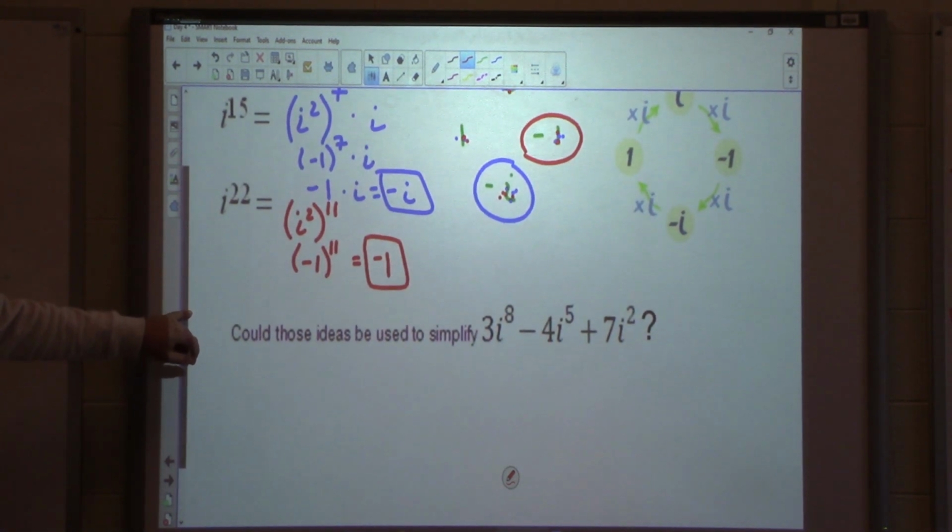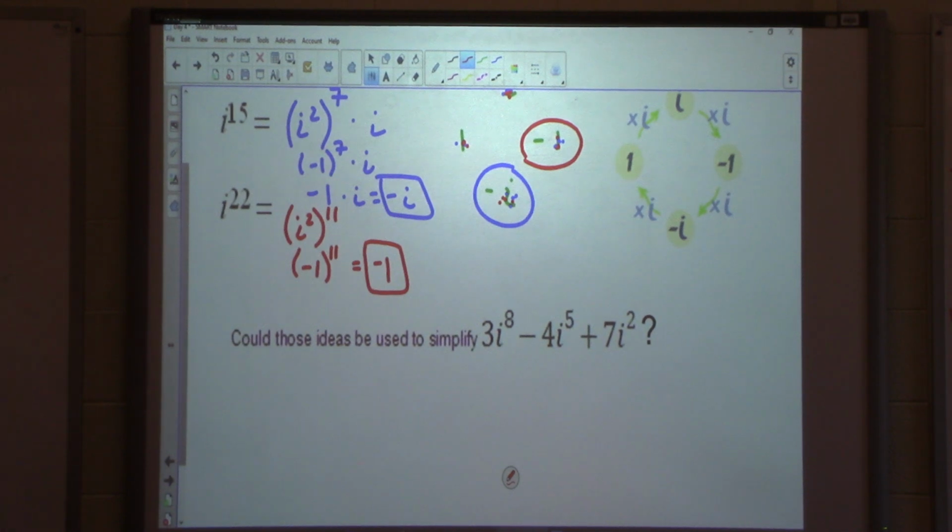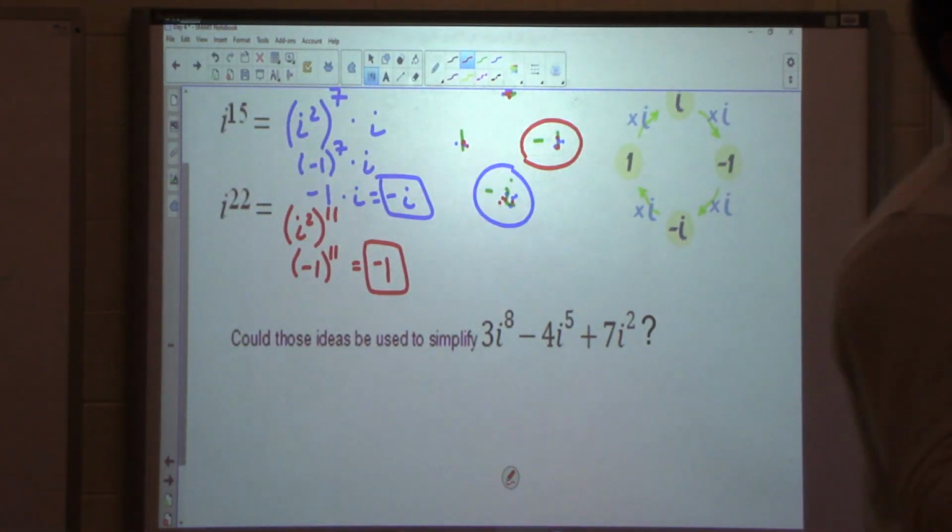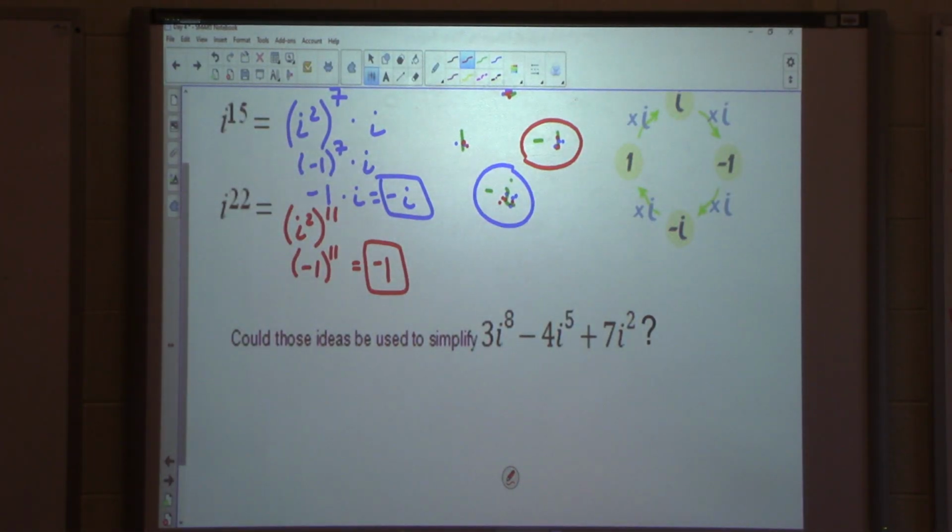Alright. Well, could we use those ideas to simplify 3i to the 8th minus 4i to the 5th plus 7i squared? How can we use what we just did to simplify that? Nothing? No clue? 20 seconds. Talk to people at your table. Figure something out. Think of something. Converse. I want to be able to hear all your voices. You don't need to yell, but talk to each other.